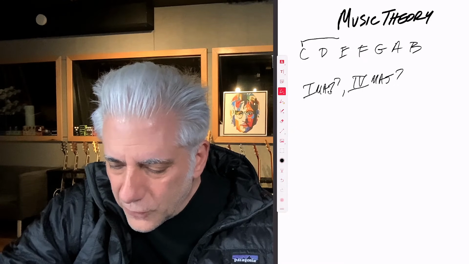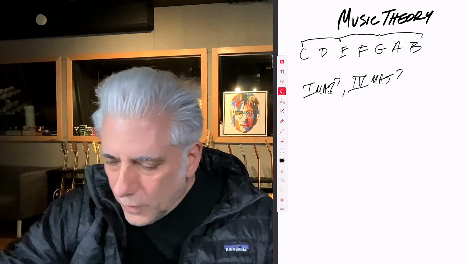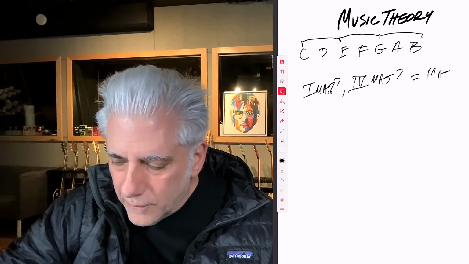Okay, so in a major key, the 7th chords are like this. The 1 chord is a major 7, and the 4 chord is a major 7, okay? So you're like, well, how do you get that? Well, if I take a C major scale, C, D, E, F, G, A, B, and take the first note, the 3rd note, the 5th note, and the 7th note, that gives me a 7th chord. That's a C major 7 chord. So the 1 and 4 are major 7ths.